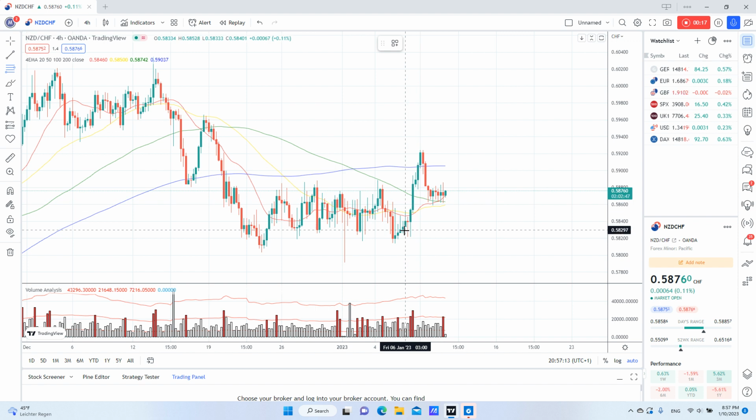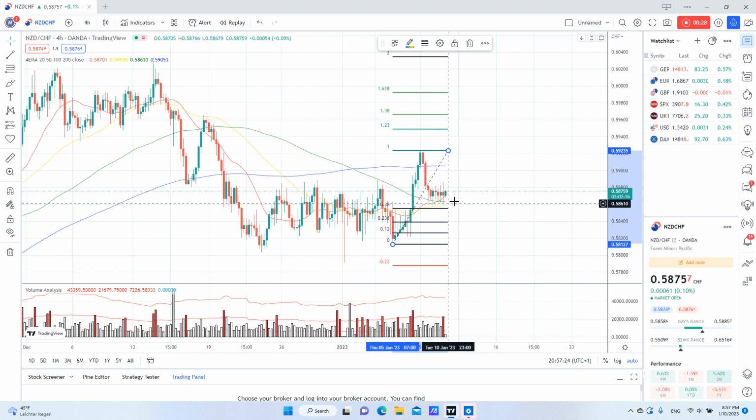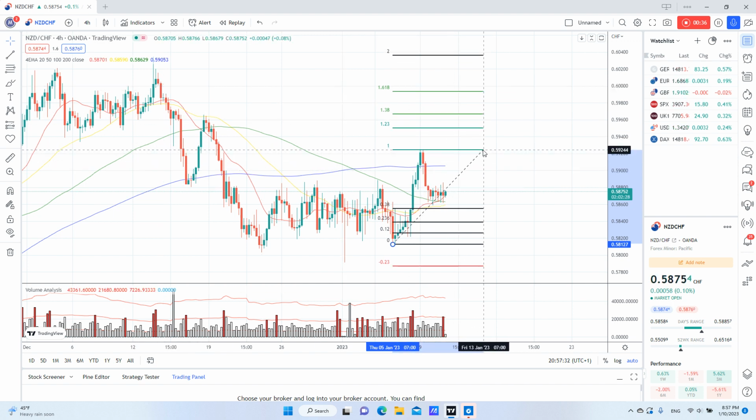If we look this way, we have a leg that broke the resistance. We may draw our Fibonacci. It went to around 61, and it may go upward to these levels. But this is in the 4-hour chart.